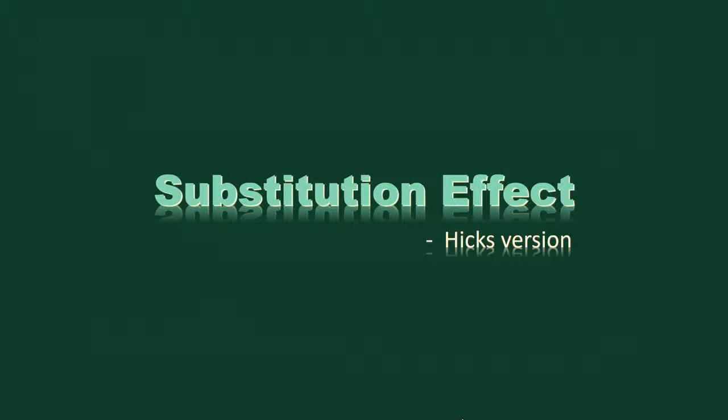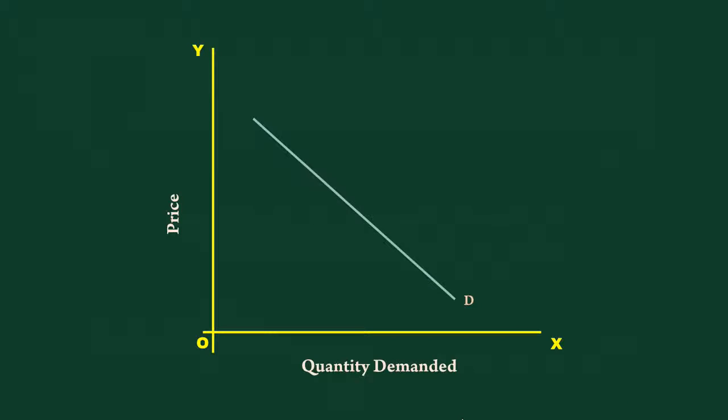Substitution effect, Hicks version. Substitution effect is one of the most important reasons for the demand curve to slope downward. Hicks tries to establish this with the help of indifference curve analysis.